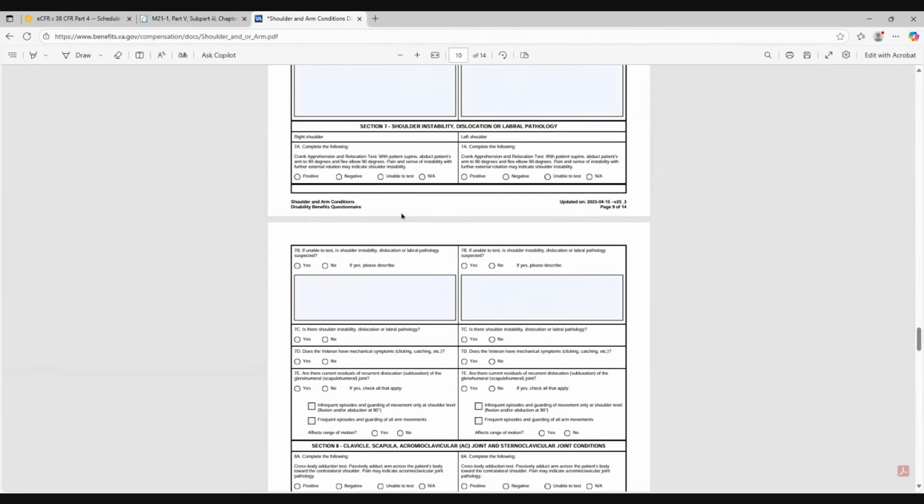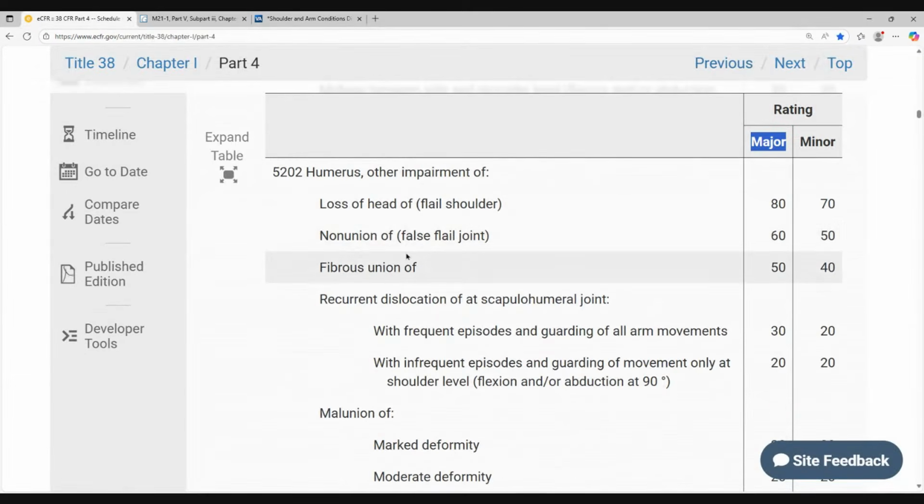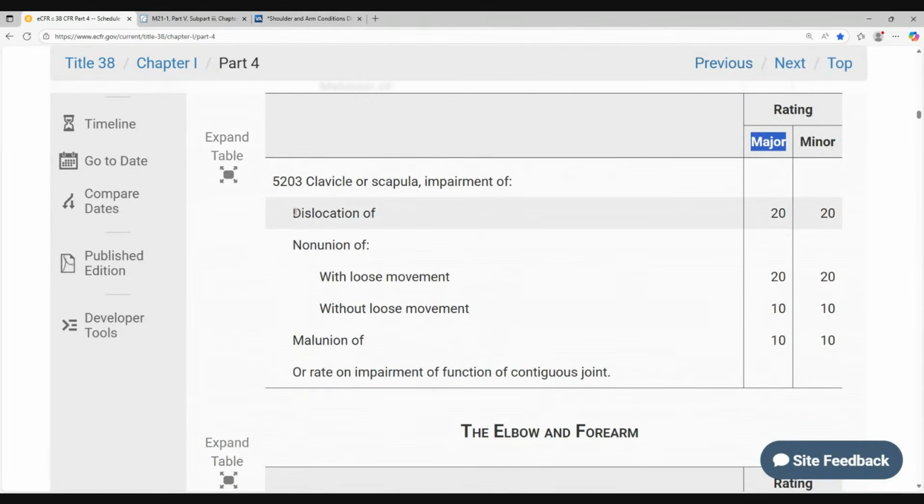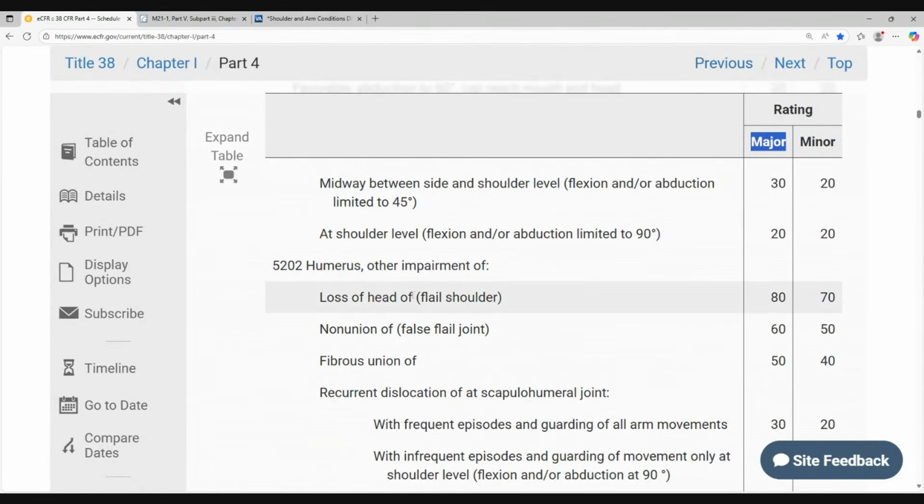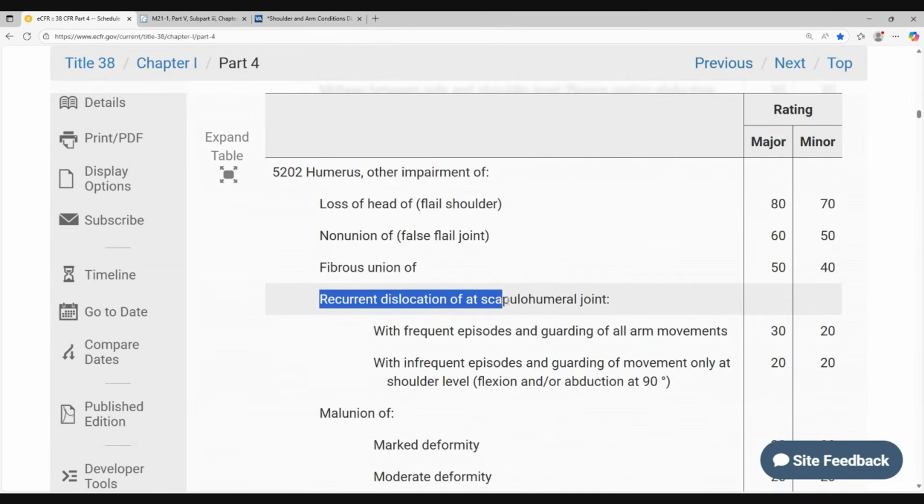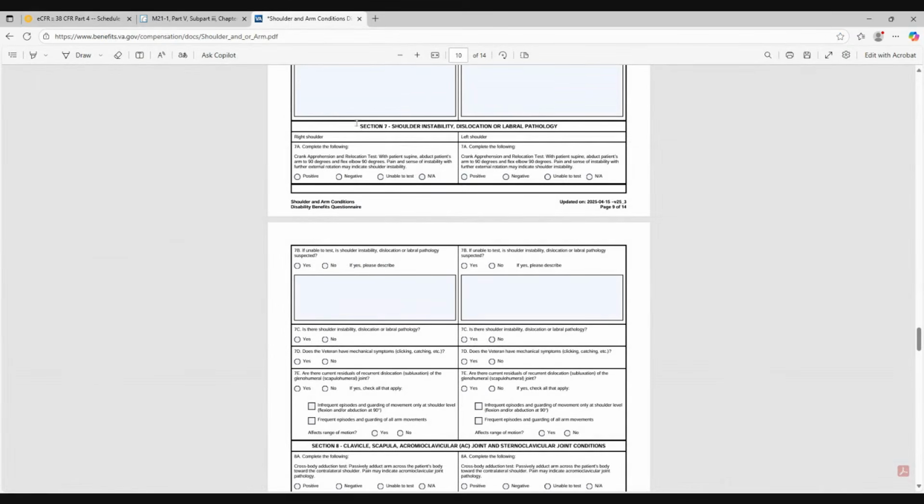So shoulder instability, that's whenever we're going to look for the dislocations of the humerus. Loss of head, recurrent dislocations. Here we go. So this section right here is when you're dealing with 20 or 30% for these frequent episodes. This section of the DBQ, section 7, is about the dislocations.